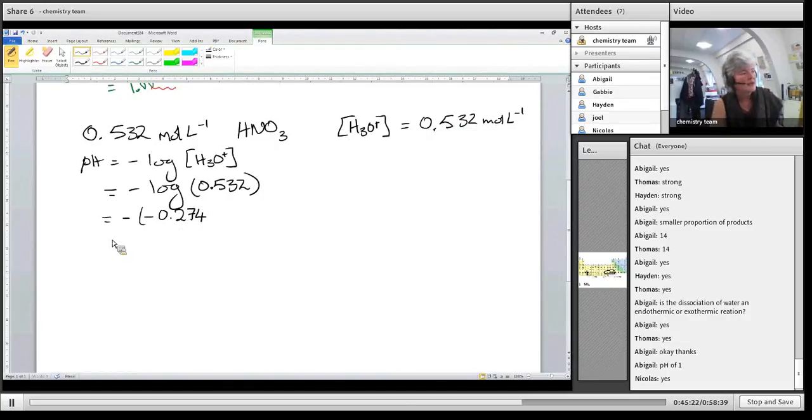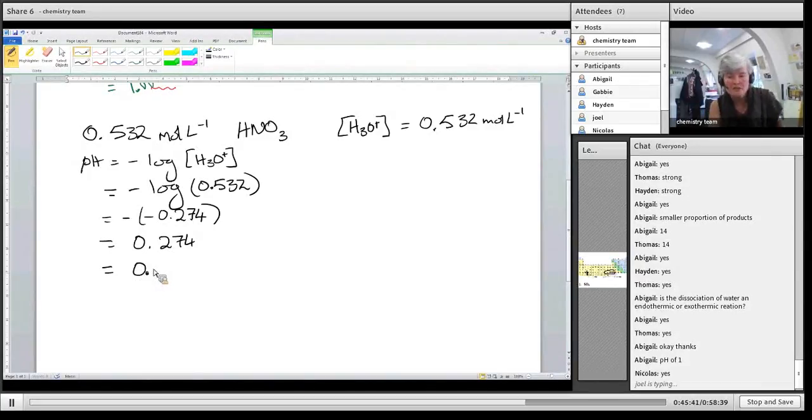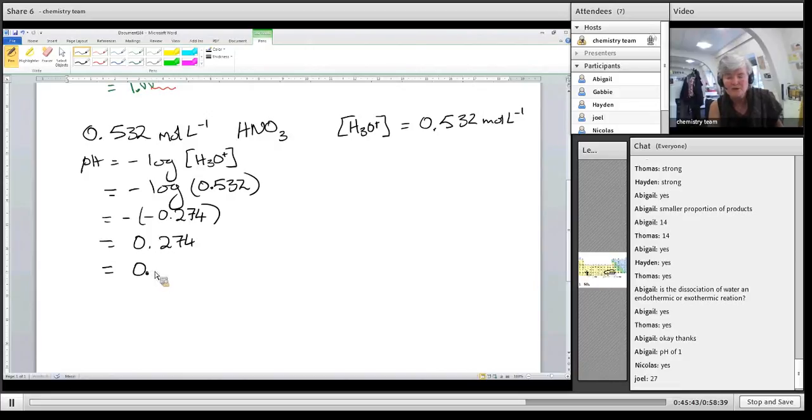Okay, and then that would be negative times the negative. It'll be 0.274 pH, and as I said, rounded off to two significant figures, to two decimal places. So that would be what, 0.27 or 0.28? What would it be? 0.27, correct. Okay, and again, there's no units, so that would be your answer.